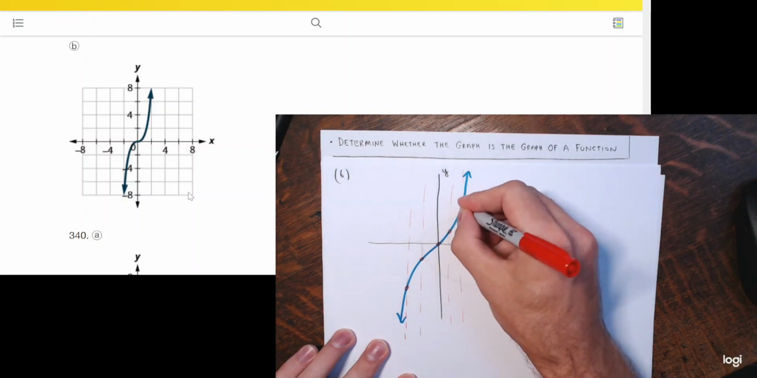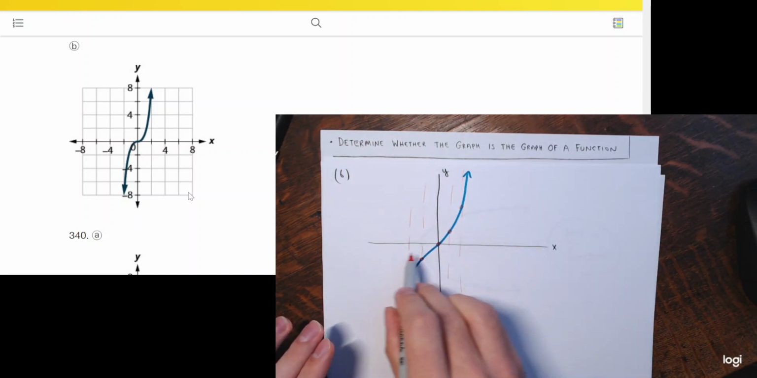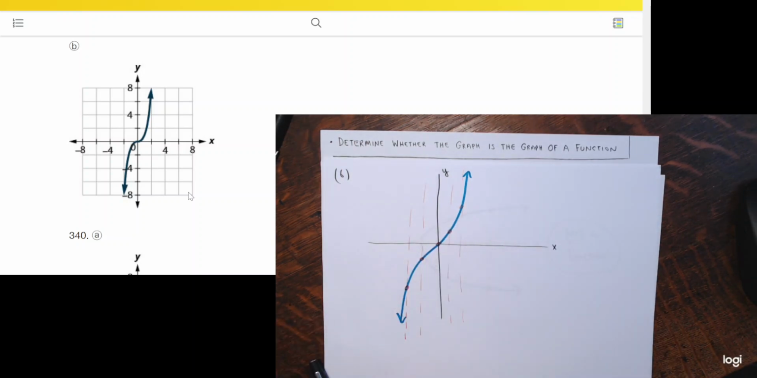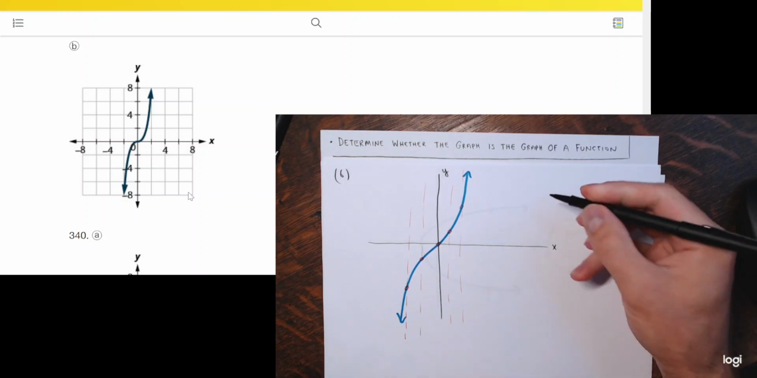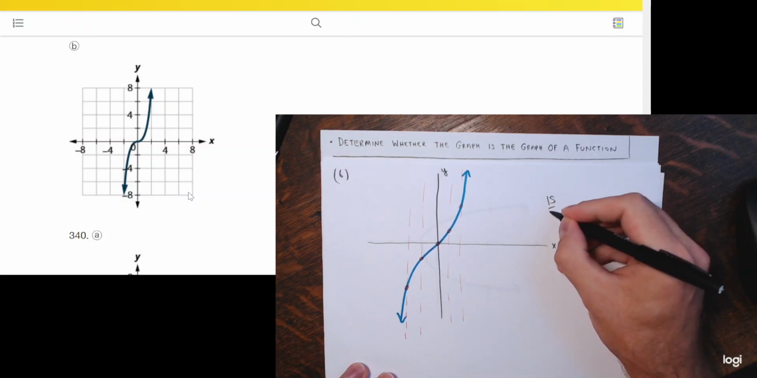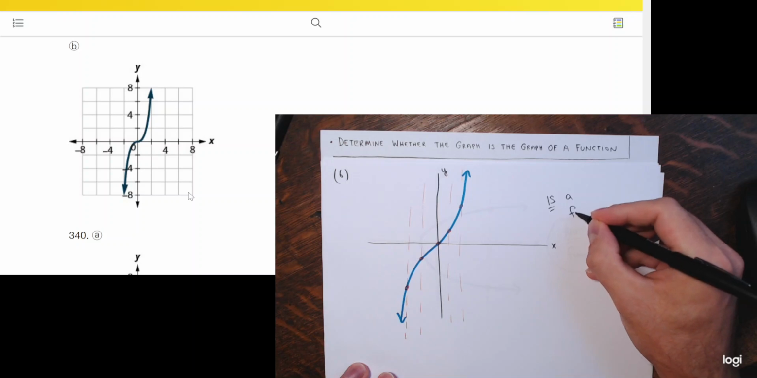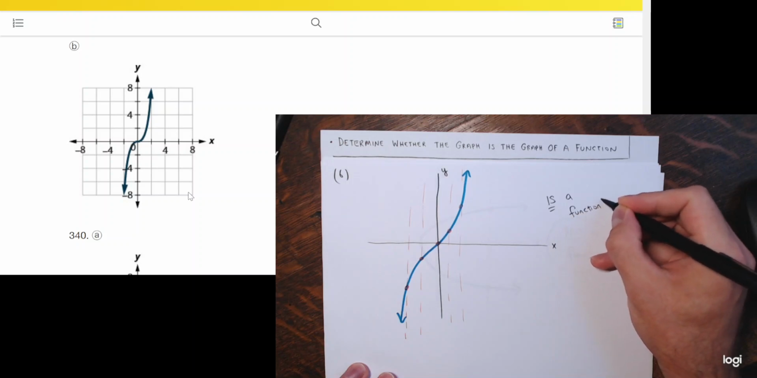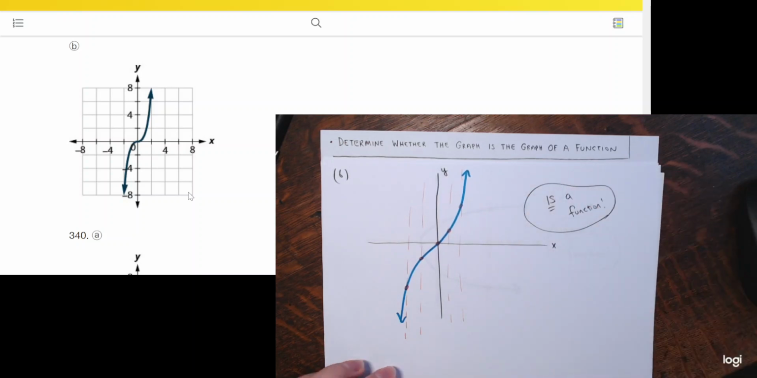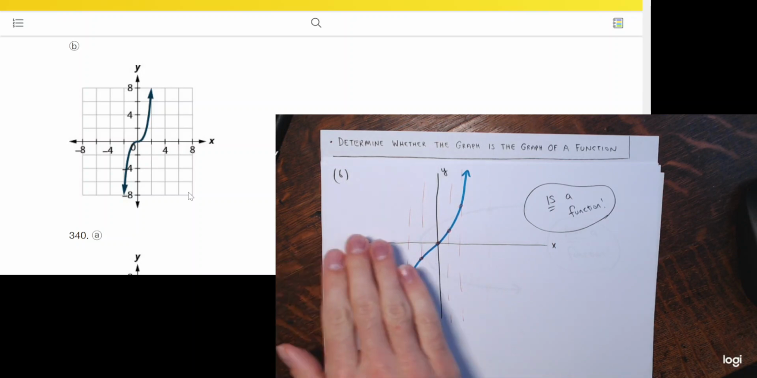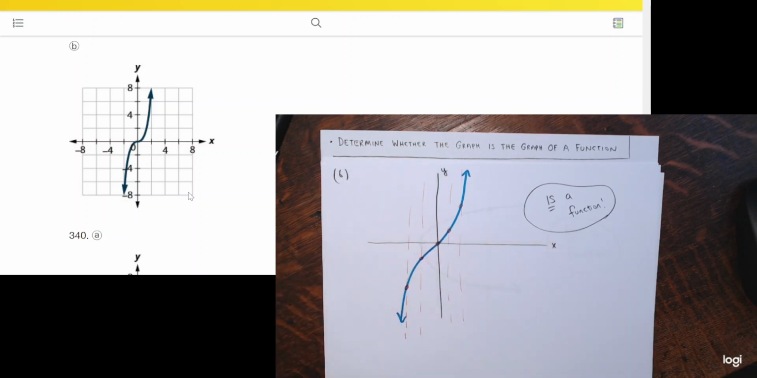That means that every x value goes to exactly one y value. This is a function. This is the graph of a function, and that's because every vertical line will hit this graph at most once, not more than once.